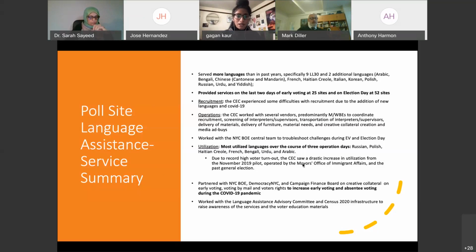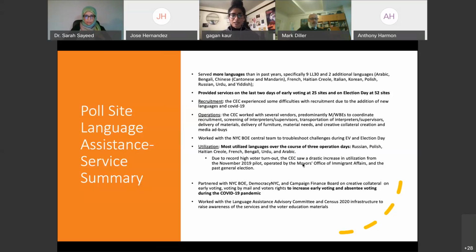Other challenges that came up, like a challenge that's come up before in the pilot program, were certain poll site staff being unfamiliar with the oath form or affidavit form. That's something that we flagged to the Board of Election Central Team, and they would either send materials or help resolve in real time.